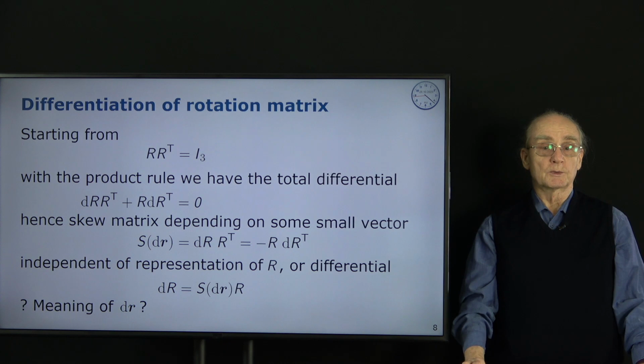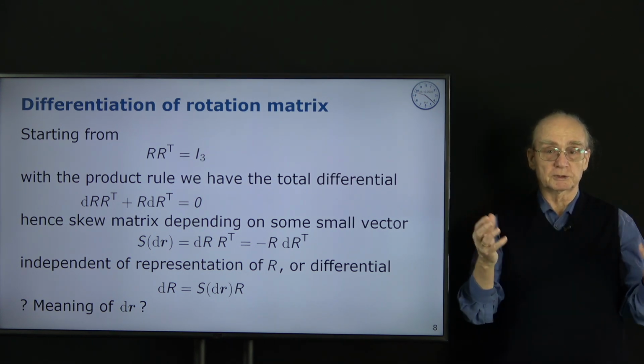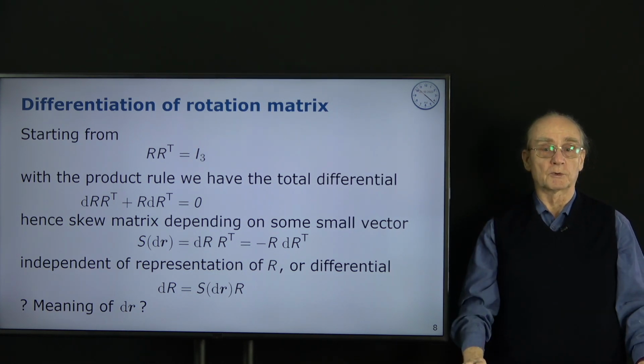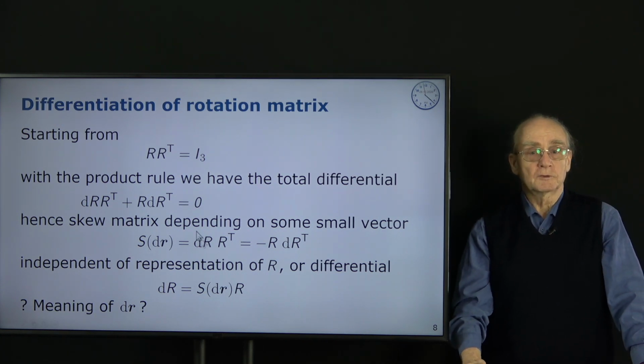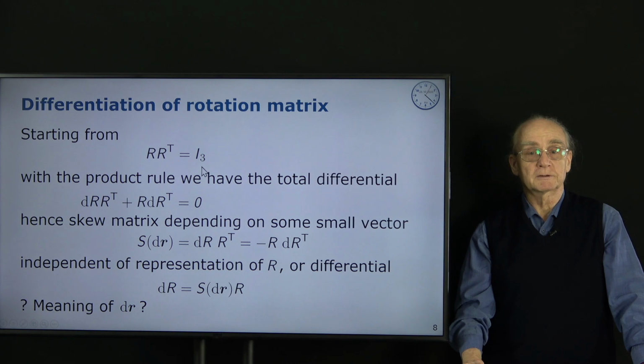Now let's assume we want to differentiate a rotation matrix. You have a longer expression with the rotation matrix as some factor in this expression, and we want to know how to differentiate this expression. So let's start from the basic equation, which we know: R R transposed is identical to the unit matrix, which are 6 constraints. And now we apply the classical rules of differentiation.